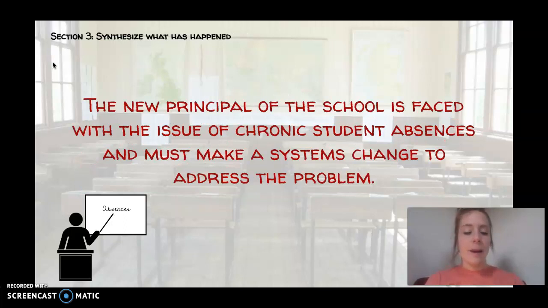To synthesize what has happened in one sentence, I have the new principal of the school is faced with the issue of chronic student absences and must make a systems change to address the problem.